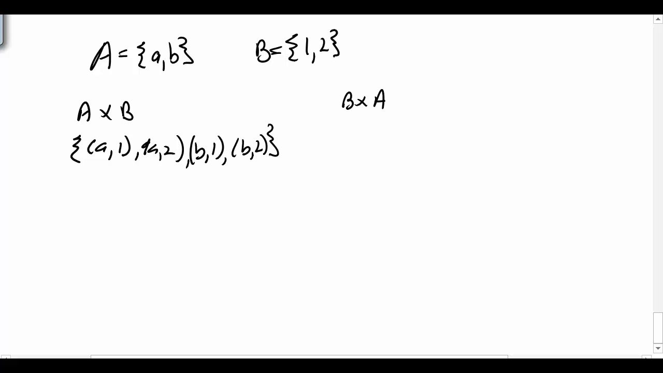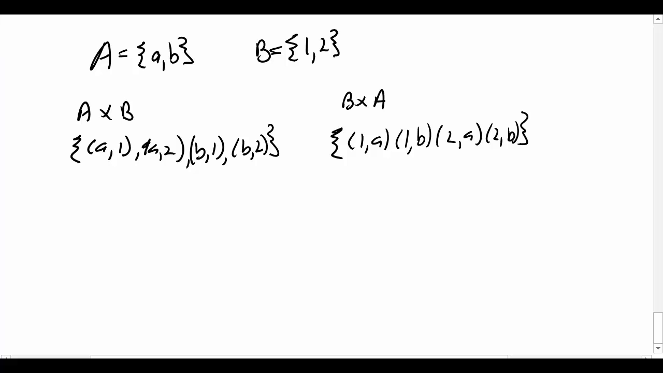Okay, what does B cross A look like? B cross A would be (1, a), (1, b), (2, a), and (2, b). So all I did was switch the order of the ordered pairs.